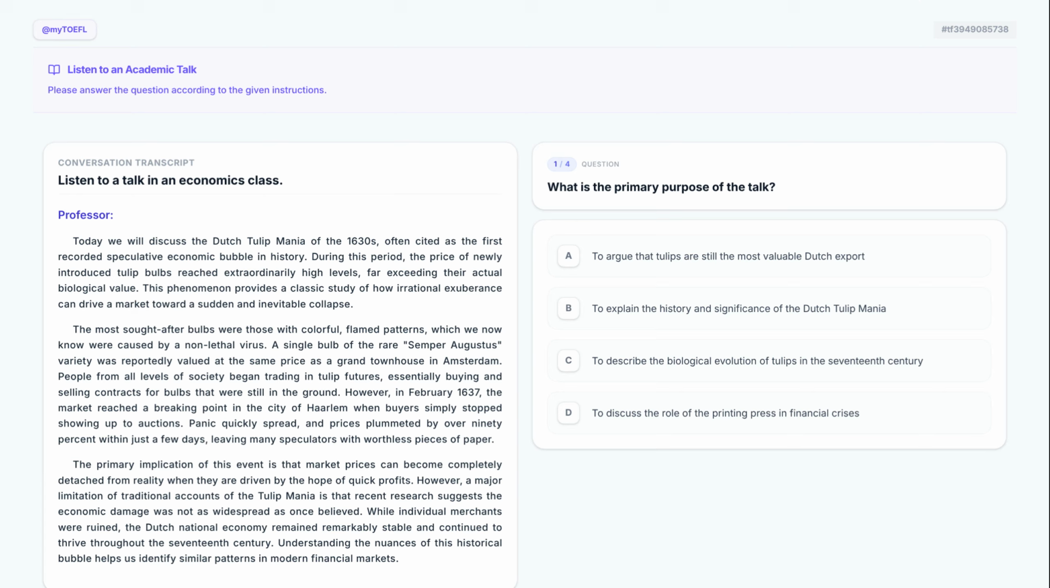As you listen to this economics talk, pay close attention to the professor's definitions of market behavior and the specific historical examples used. Try to identify the shift from describing the boom to explaining the eventual market crash.